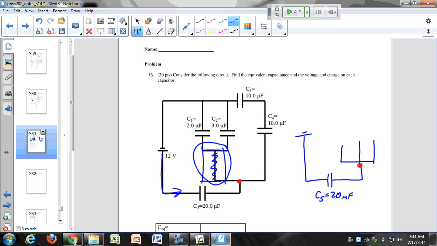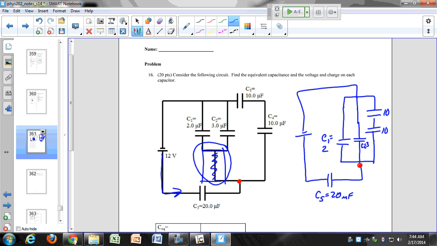What's on this leftmost branch? Right, that's 2 microfarads, C1 is equal to 2 microfarads. The middle one? Right, that's C2, which was 3. And then over here, we have what? 10? Then what else? I have 2 10s, right. Alright, so that's the same circuit.